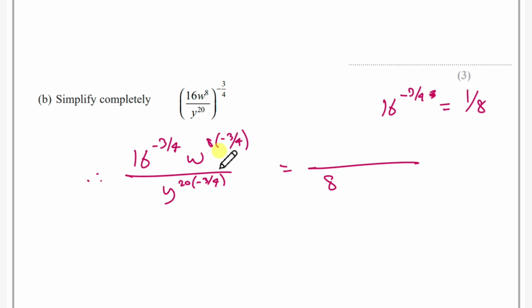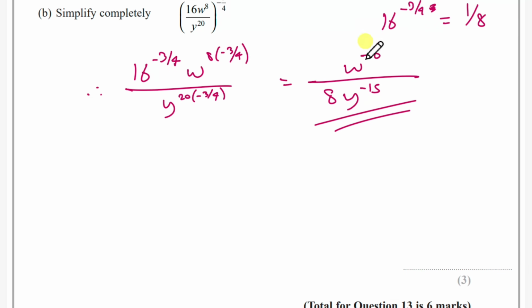Now, next one, 8, so now you just copy the W and you just do 8 times this. 8 times the fraction inside. So 8 times minus 3 over 4. It should give us minus 6, so W to the negative 6. And lastly, for the y term, 20 times that 3/4 should get 15, minus 15, so it'll be y to the negative 15. And that's your answer, guys.